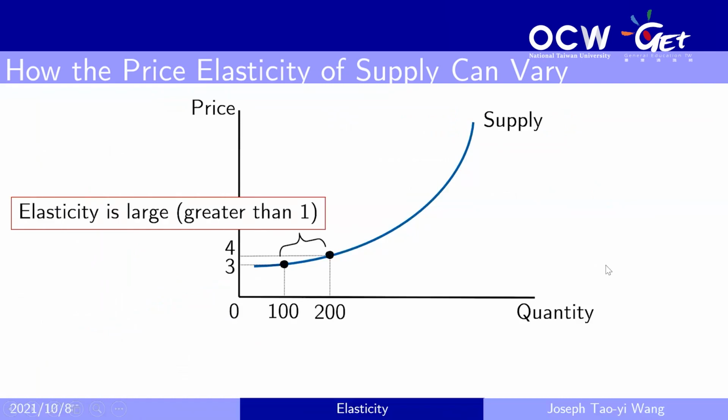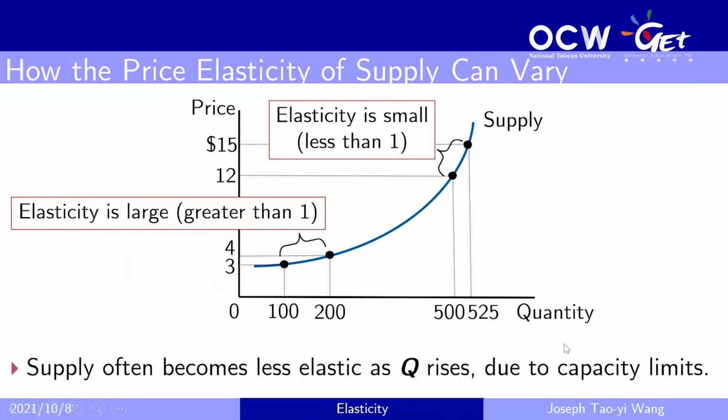Even for the same product, you can have, say in this case, a supply curve that is not a straight line. So you could have elastic supply when quantity is small. Like here, when the price goes from $3 to $4, quantity supplied goes from 100 to 200. But when quantity goes up and up, you can have an inelastic supply. In this example, even if prices go up from $12 to $15, quantity supplied only goes up from 500 to 525.